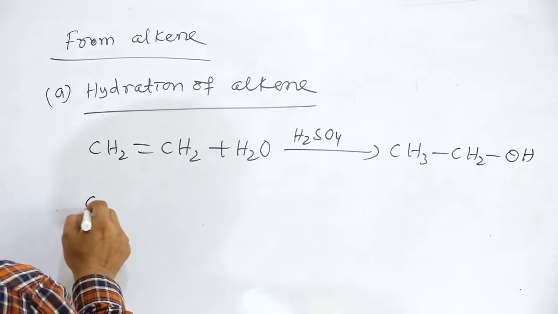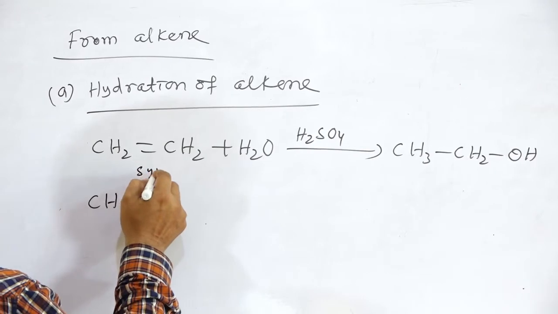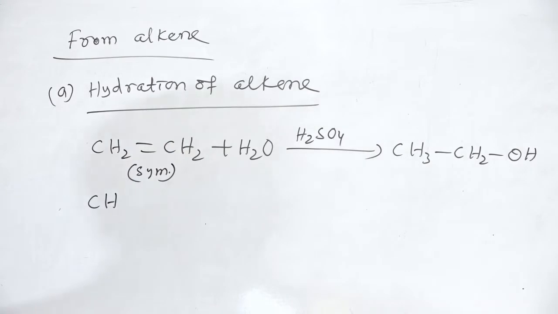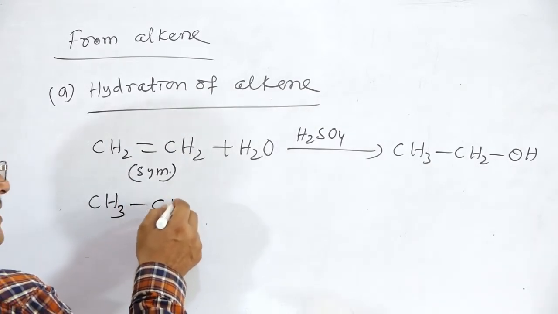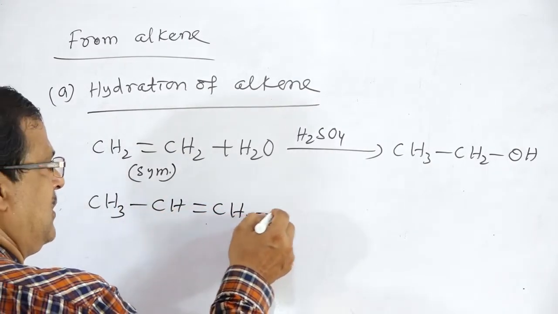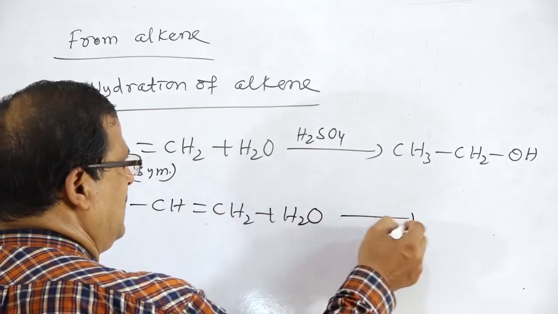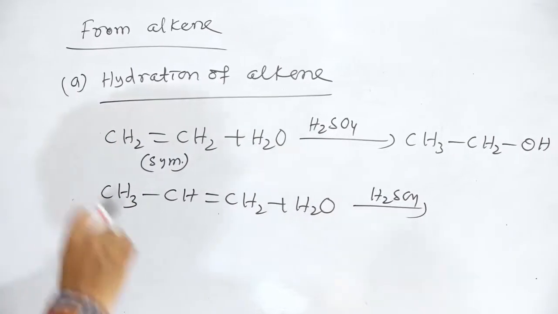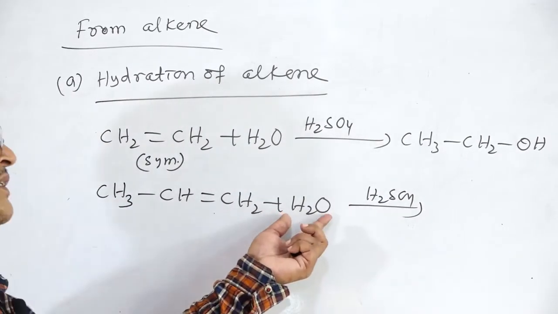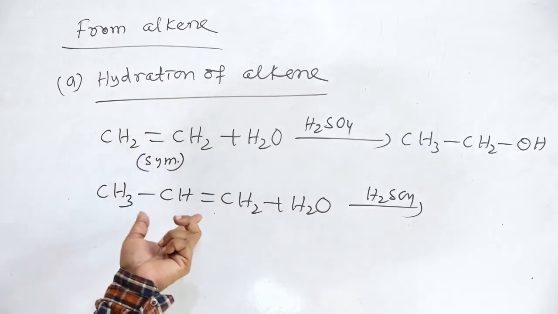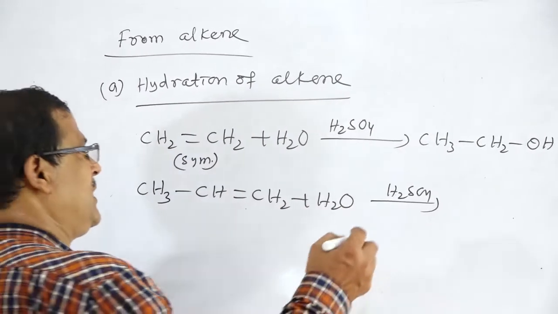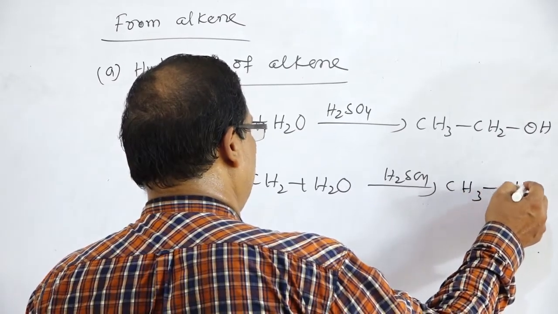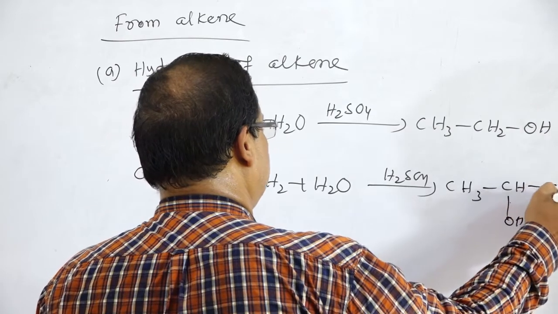Or if you take a symmetrical alkene, there is the addition of water. And if you take an unsymmetrical alkene, CH3 CH double bond CH2, added with water in H2SO4, that will obey Markovnikov's rule. Of H plus and OH minus, the negative part will be added to that carbon atom which contains less number of hydrogen atoms. So there is the formation of CH3 CH(OH) CH3.